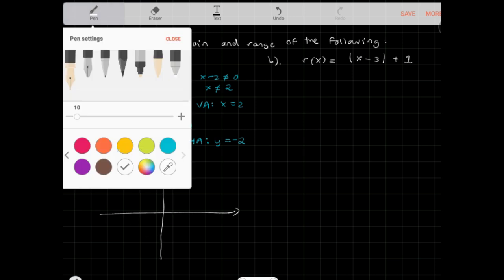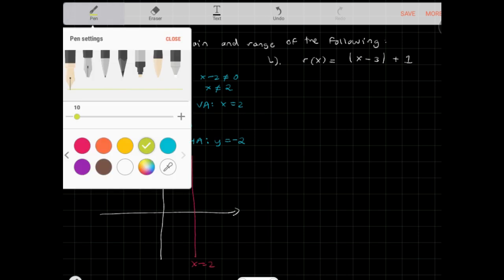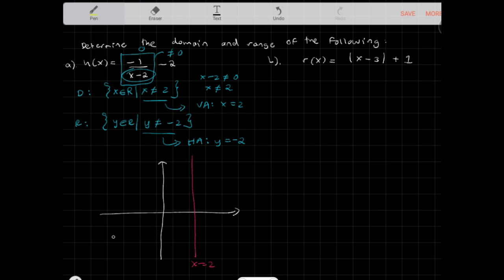X is equal to 2, so the graph won't cross, let's say that this is the 2 mark. Okay, this is x is equal to 2, the graph won't cross that point. And for y, the graph won't cross -2. Okay, so these would be the asymptote boundaries.